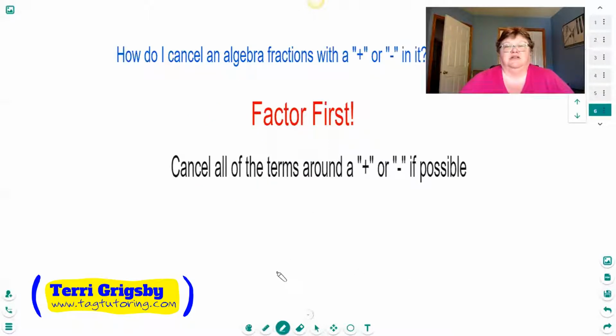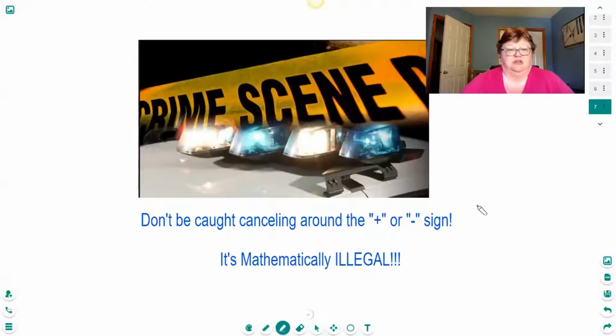So just as a summary, the steps are easy. How do I cancel an algebra fraction with a plus or a minus in it? Factor first so the math police don't get you. And then as soon as you get that done, cancel all the terms around a plus or minus that are identical, if it's possible. And finally, this is my most important message to you of all. Don't be caught canceling around the plus or the minus sign. It just makes an ugly math crime scene. Nobody wants to see it because it's mathematically illegal. Don't let the teacher put any more red marks on your paper. Cancel correctly, and all you'll get is that 100%.